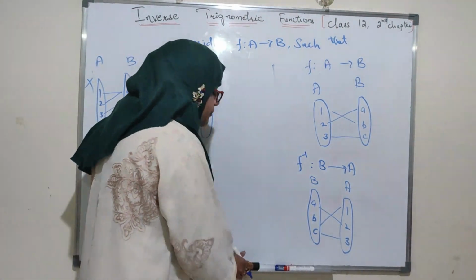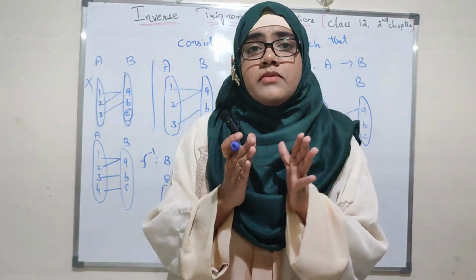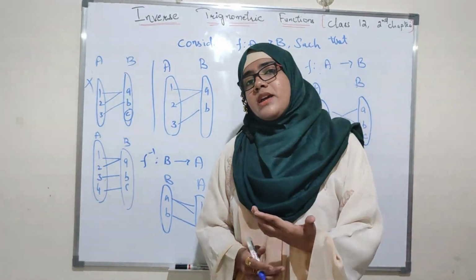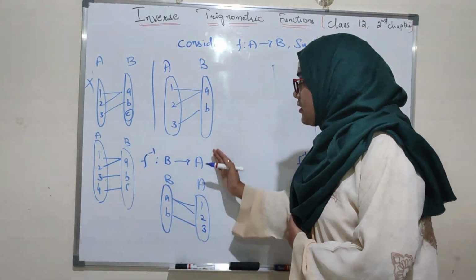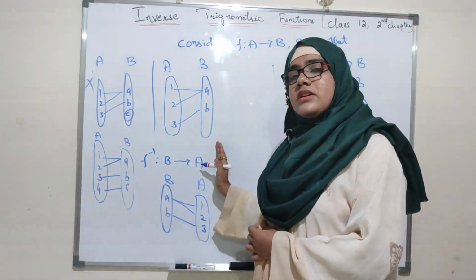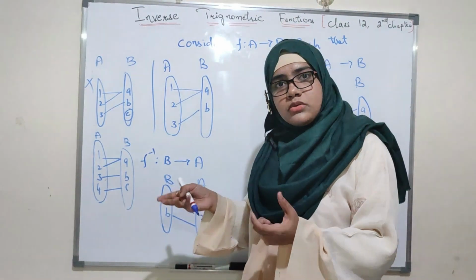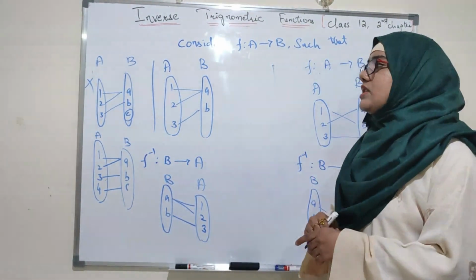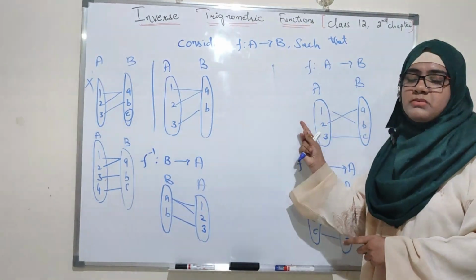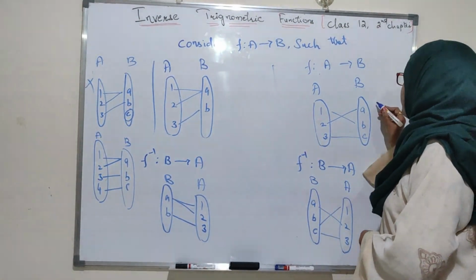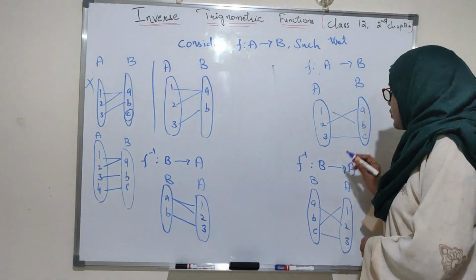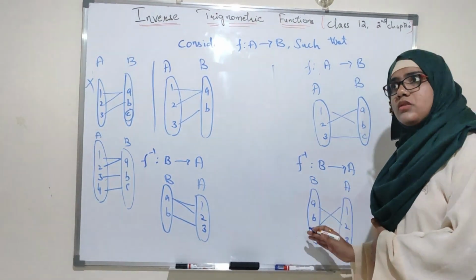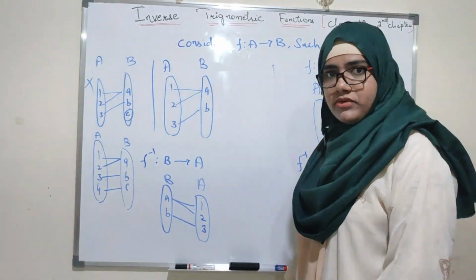So it is very simple to find the inverse of a function: the given function must be one-one and onto. If the given function is not one-one and onto, then it will not form a function in the inverse form. That's why it is necessary that the given function must be one-one and onto. And we have checked that if the given function is one-one and onto, then in the inverse form also it will be a one-one and onto function.